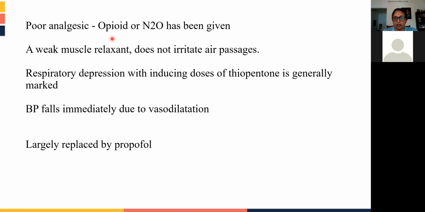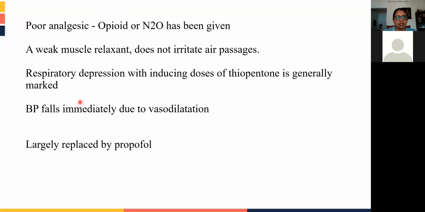Then some other points about thiopentone sodium. It is a poor analgesic, so along with that we have to give opioids or nitrous oxide. It is also a weak muscle relaxant and does not irritate air passages, but it can cause respiratory depression. BP also can fall due to vasodilation. So these are the important points of thiopentone sodium.